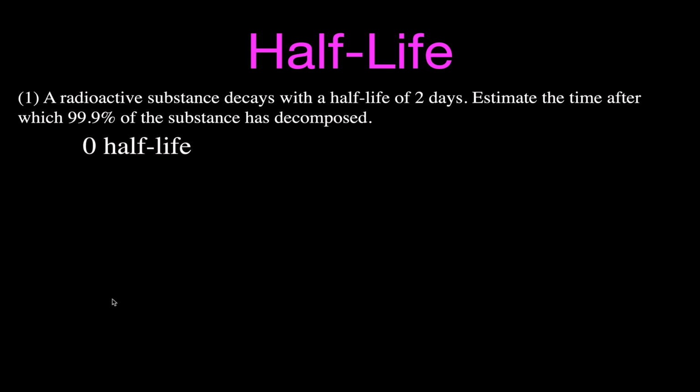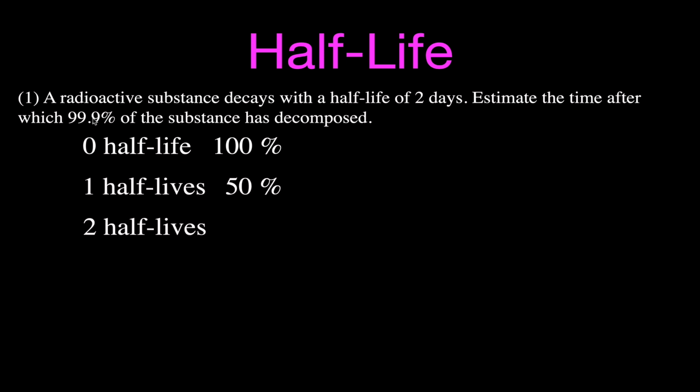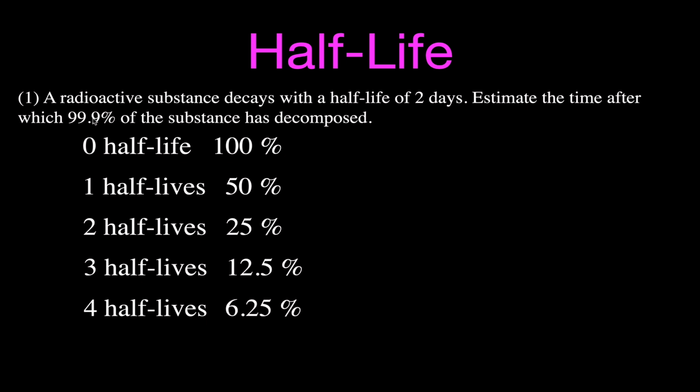You can just write these down one as we go along. At 0 half-lives, we have 100%. Okay, we're talking about percentage here. We're not talking about the number or the activity. We're talking about the percentage. Well, after 1 half-life, then it's 50%. After 2 half-lives, then it's 25%. After 3 half-lives, it's 12.5. After 4 half-lives, it's 6.25.